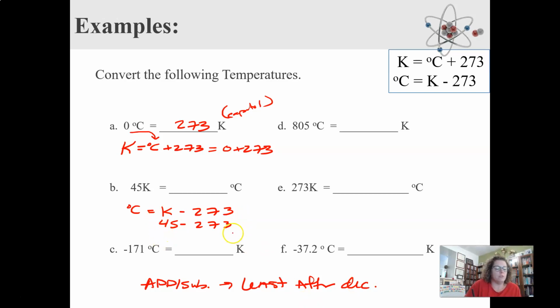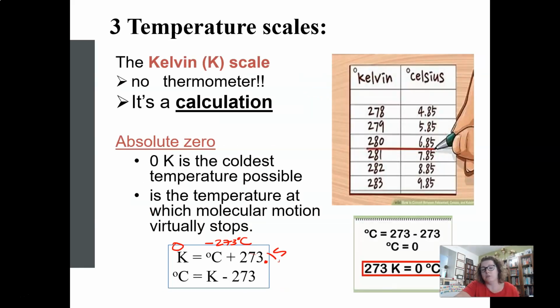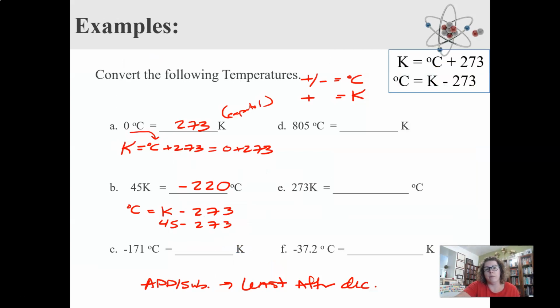So 45 minus 273, and you're probably thinking to yourself before you even plug it in, well, I'm going to get a negative number. And that's okay. You're going to get a negative number. You can actually get negative or positive numbers for degrees Celsius. But you cannot get anything but positive numbers for K. I mean, it doesn't make sense. Remember, we just talked about what's the lowest possible temperature for Kelvin? It's 0. There's no such thing as negative Kelvin. So make sure you don't make that mistake of thinking that Kelvin can be negative.